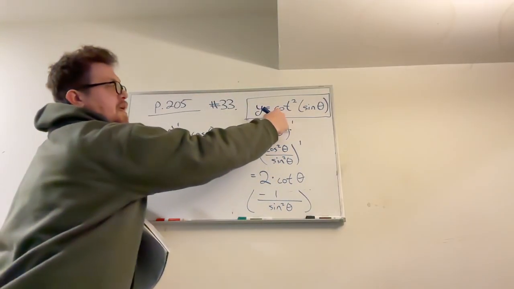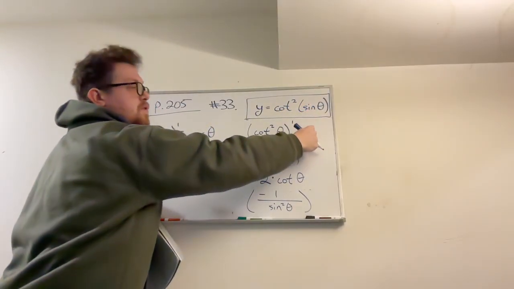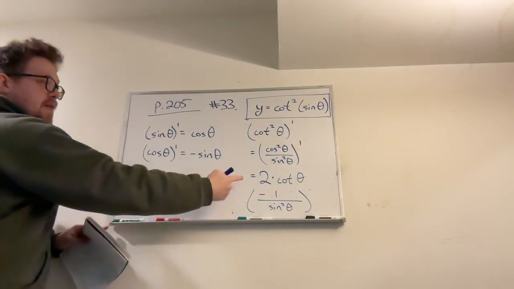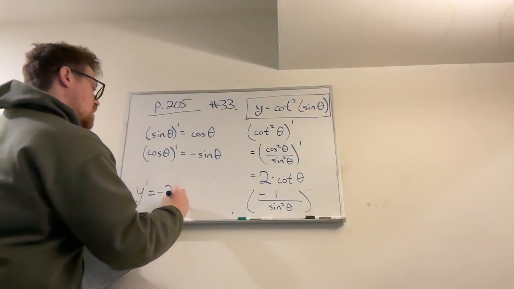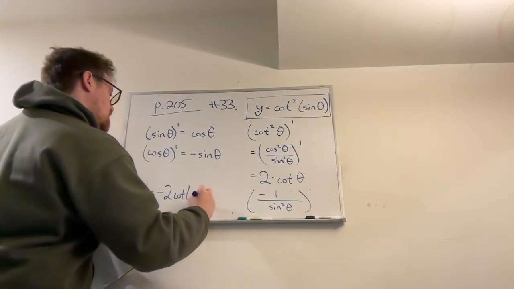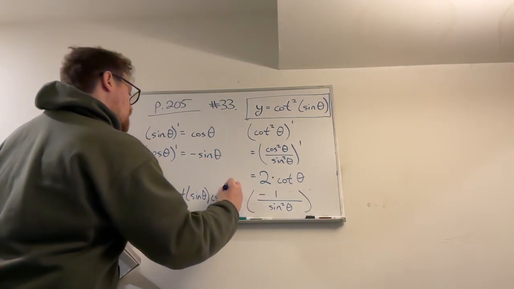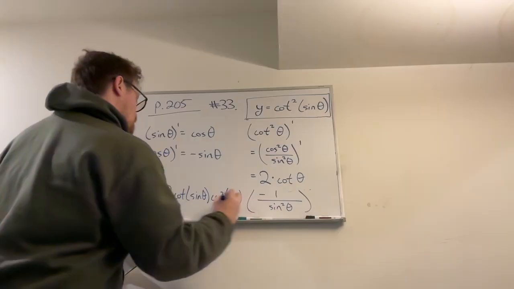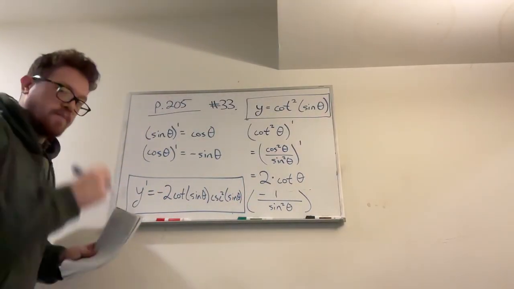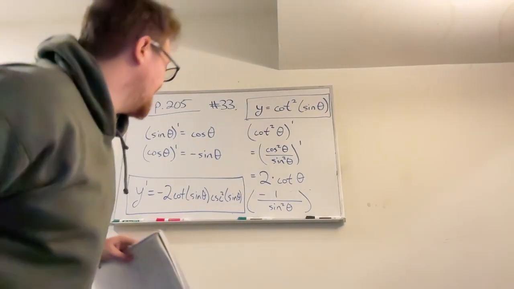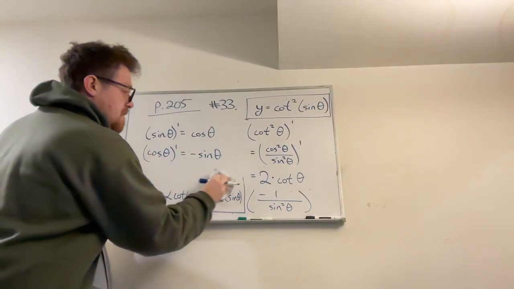So it's going to be the derivative of cotangent squared. We're going to plug in sine theta into that, and then we're going to multiply by cosine of theta at the end. This is the derivative of cotangent squared, so it's just negative 2 cotangent of sine theta times cosecant squared of sine theta. Oh, wait, and then I need to multiply by cosine, of course. Ran out of room here. All right, let me rewrite this.